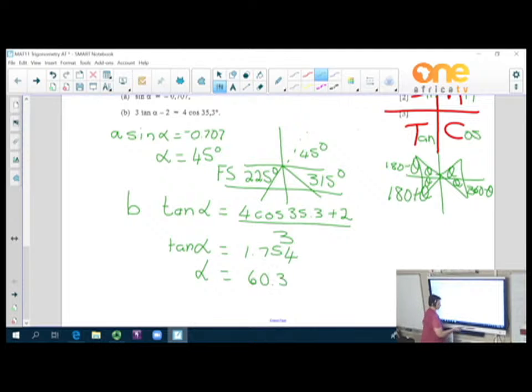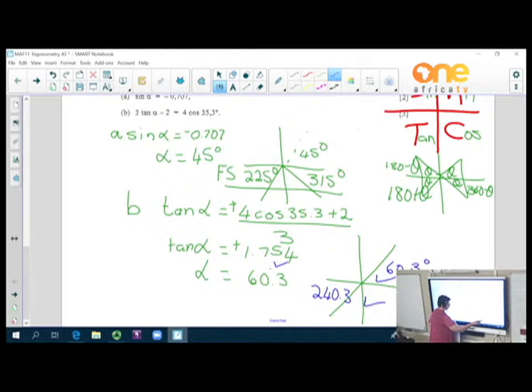Now we have to draw it because it's between 0 and 360 degrees. And the question, according to CAST, is where is tan positive? Because this is positive. And it is in those two quadrants where tan is positive. So this angle is then 60.3 degrees. And how do I get this one? Butterfly story, 180 plus, and that's then 240.3 degrees. So you got a method mark here, and then for the two answers. And here you got a method mark there, and for the two answers.